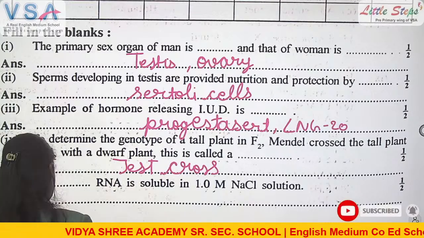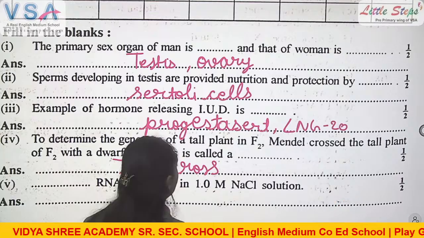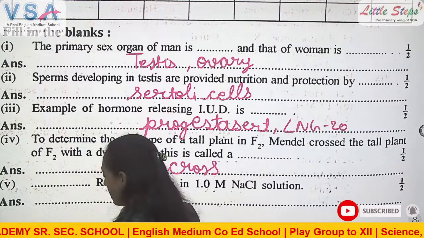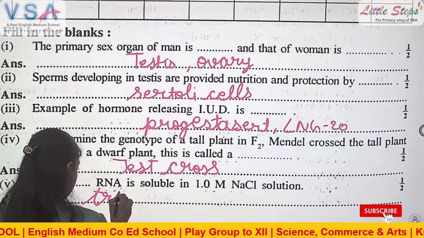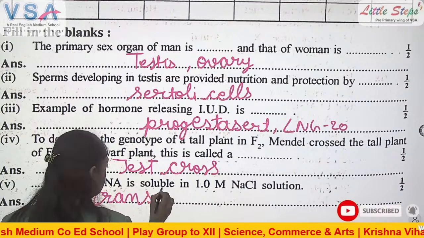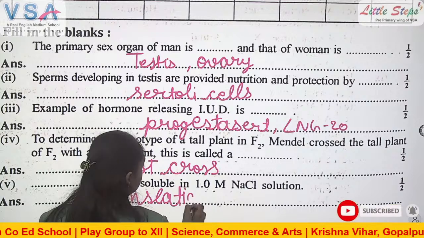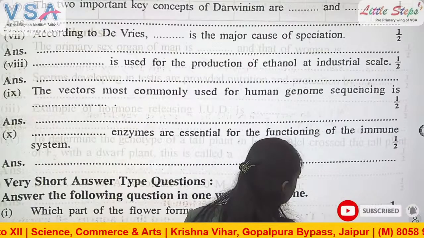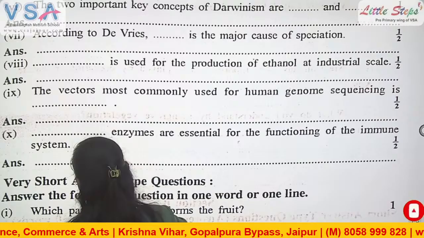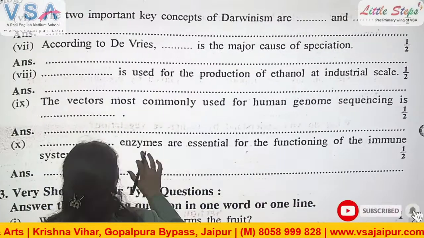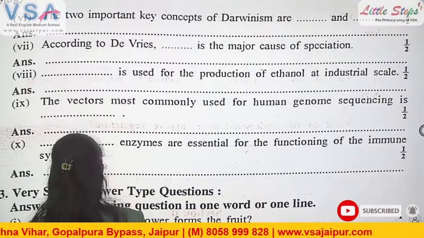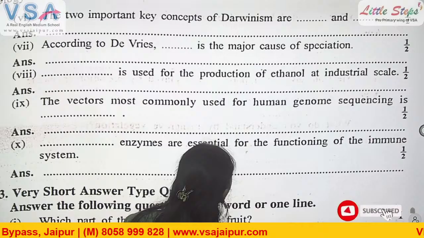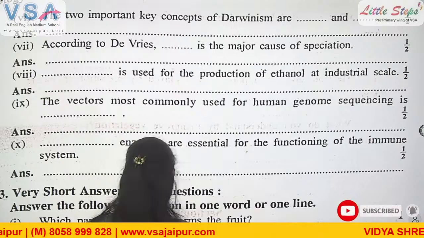Now, the next is RNA soluble in 1.0 molar NaCl solution. Which RNA is it? Translation. Okay. Now, the next is the two important key concepts of Darwinism are and. So which two concepts are they? Branching, descent.